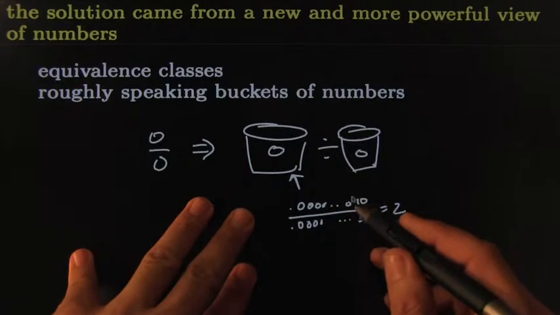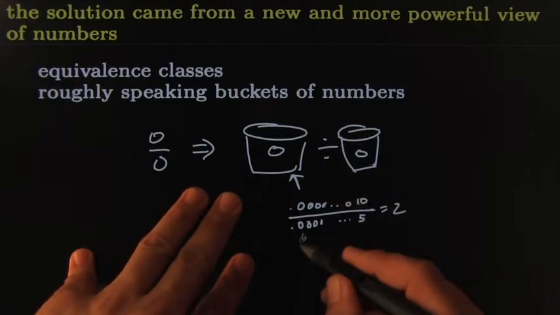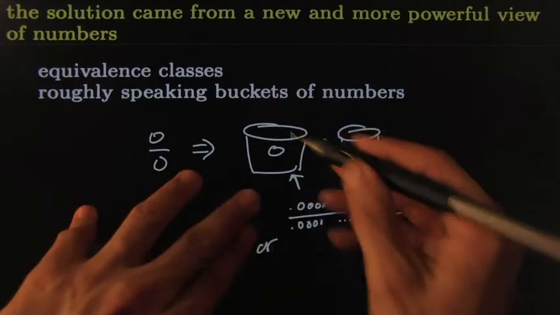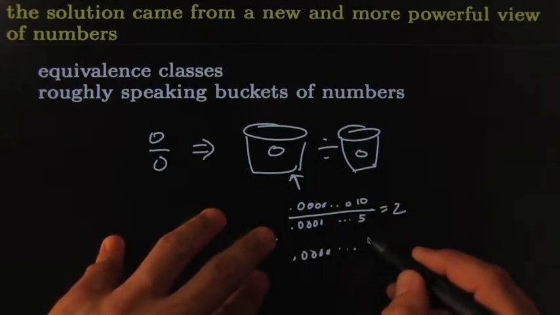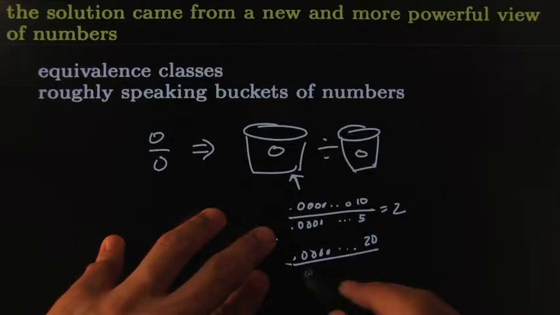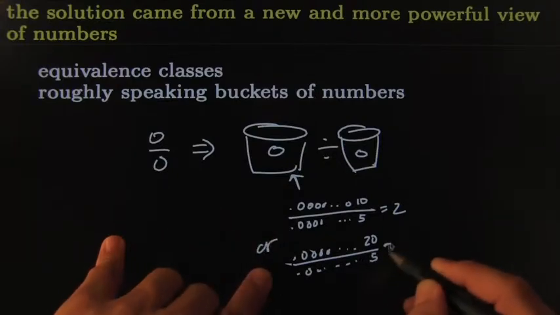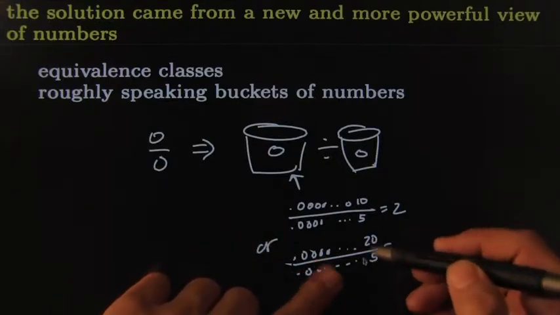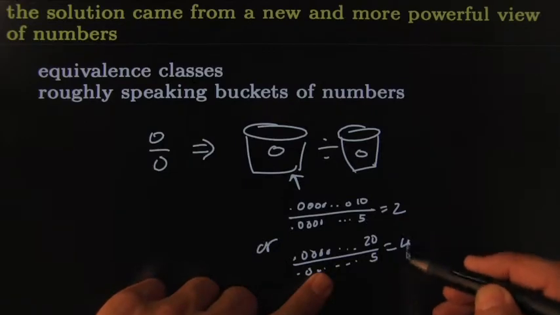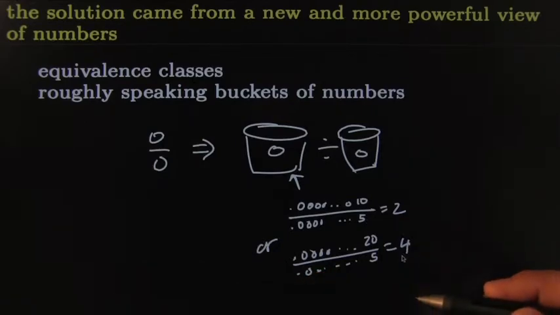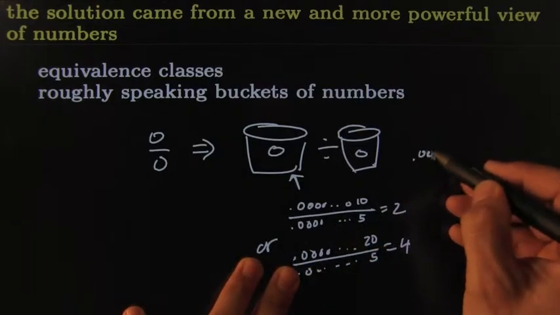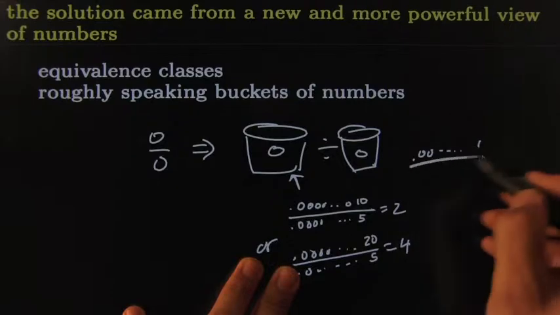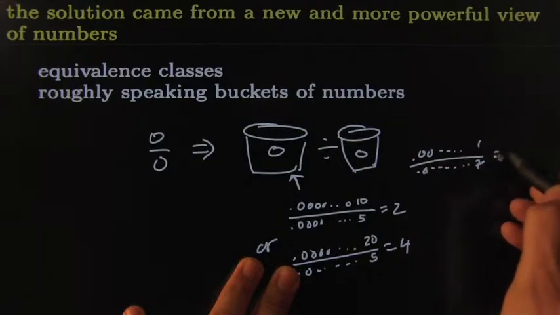I say, well, yeah, but that's not always the case, because sometimes it's not. You could have something else from the bucket. Maybe I have 0.0000, I don't know, 20, and then on the bottom 0.000005. Oh, sometimes a little number divided by a little number, they're both super little, but the ratio is 4. In fact, if you think about it, it really could be anything. I could have 0.000001 over 0.000007, and in this case it's equal to 1/7.